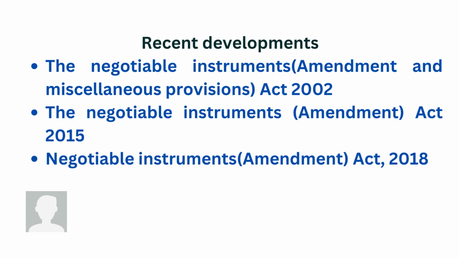The Negotiable Instruments Amendment Act 2018 received the assent of the President and was notified in the official gazette on 2nd August 2018 and came into effect from September 1st, 2018. The Amendment Act 2018 contains two significant changes: the introduction of Section 143A and Section 148.